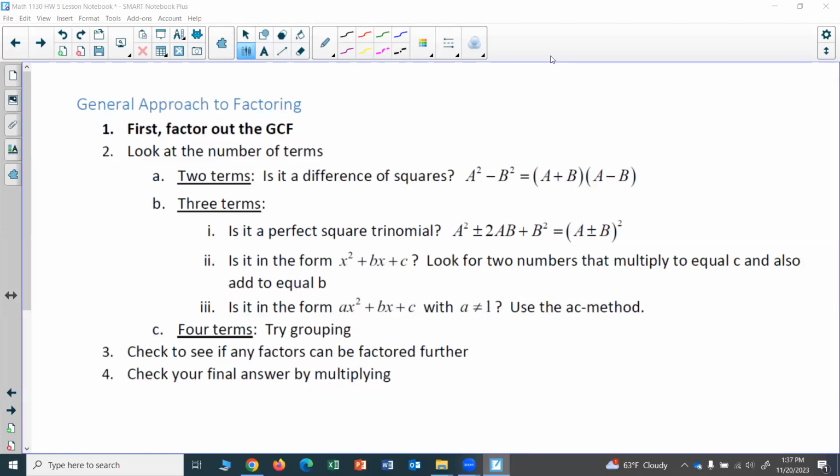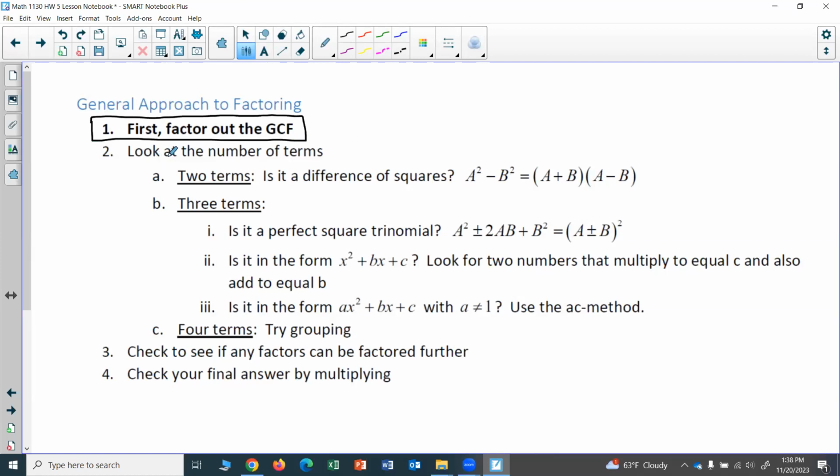In this last video on factoring, we're going to talk about the general approach to factoring. The first step here is very important because it will make the rest of your factoring much easier. The first thing you want to do is factor out the GCF. Remember, GCF means greatest common factor, and that's some number and variable combination that goes into all of your terms.